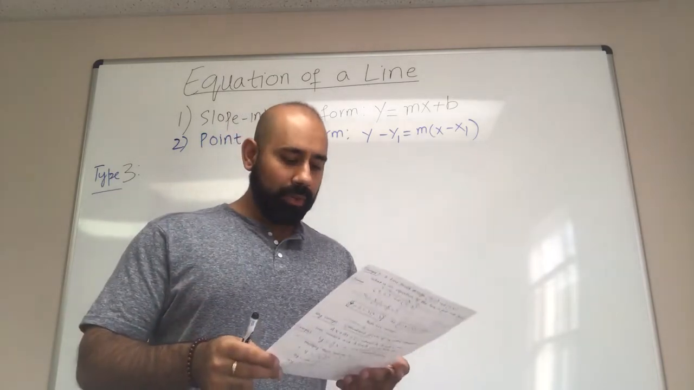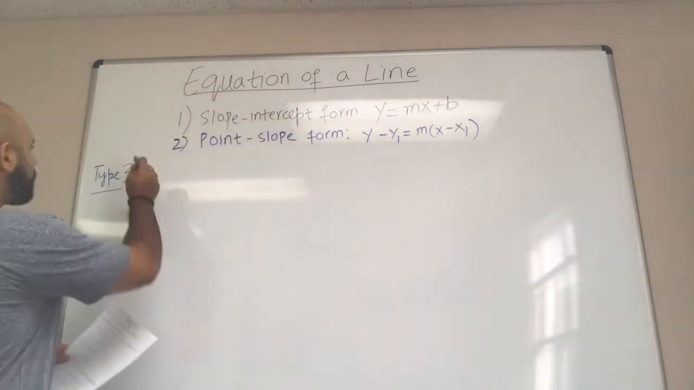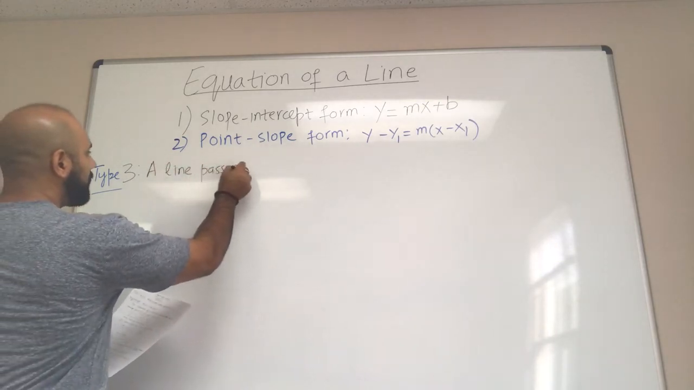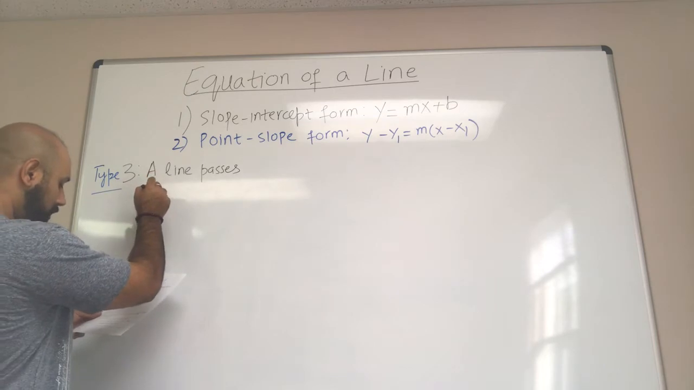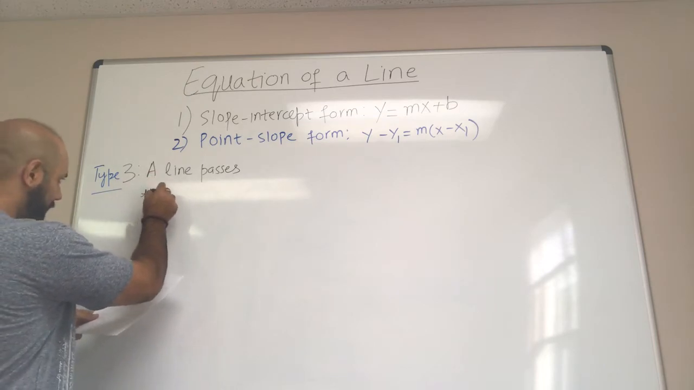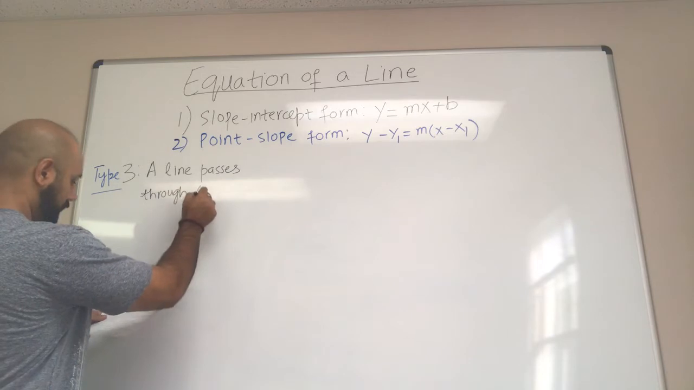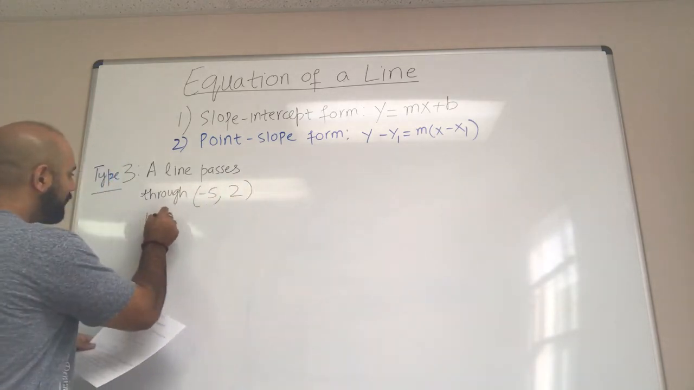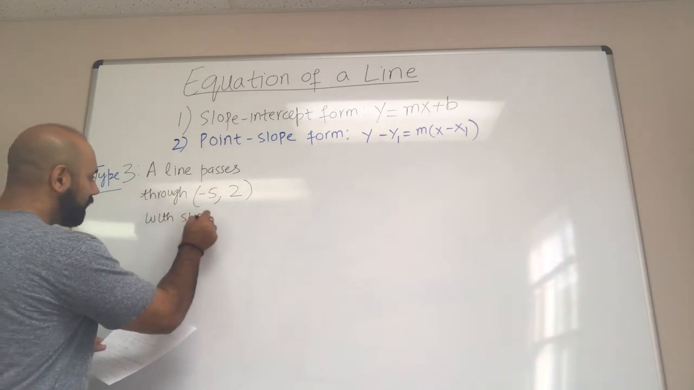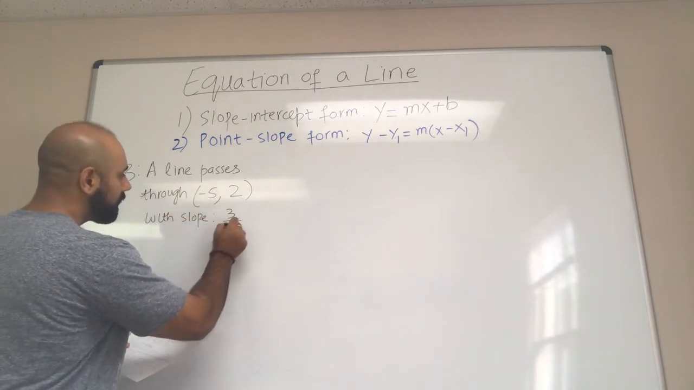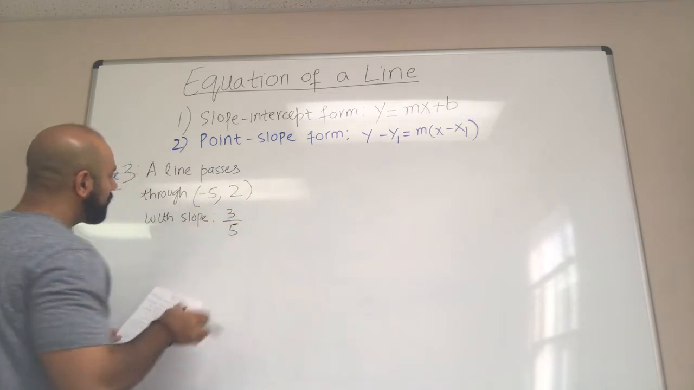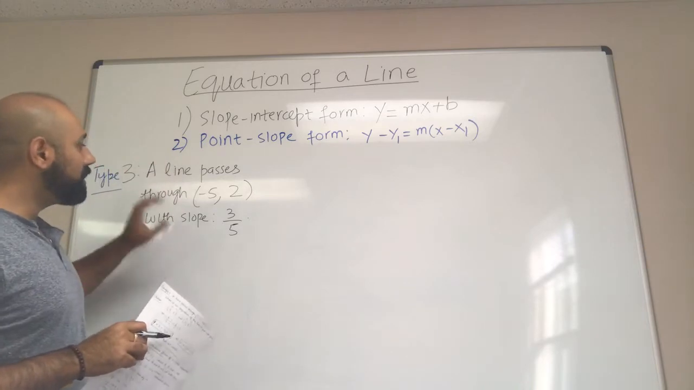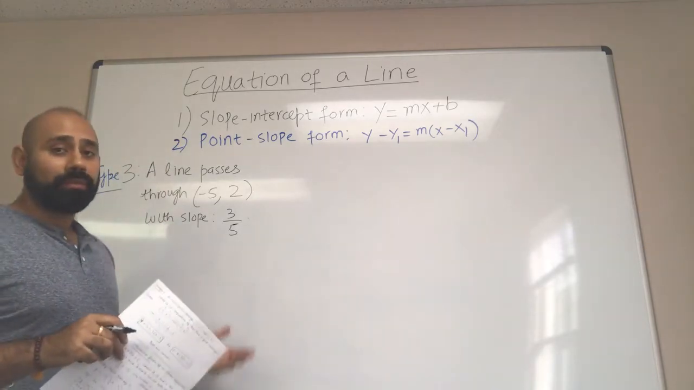For type 3, we have a line that passes through the point (-5, 2) with slope 3/5. So this is the information that is already provided to us. Based on this information, we want to write an equation of a line.